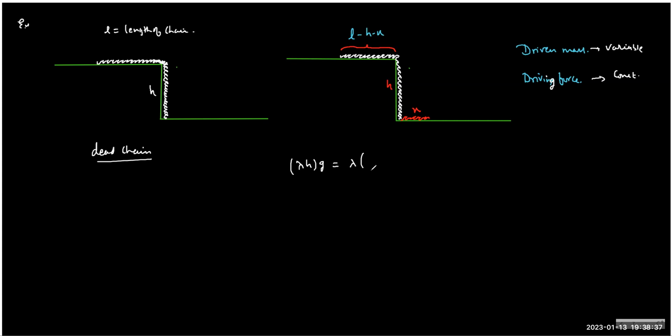If x is the dead mass, then what is the live mass? L minus x. Simple. So the driving force equals the driven mass into acceleration. So a turns out to be how much? So find the velocity as a function of x. Tell me guys, what is the velocity?